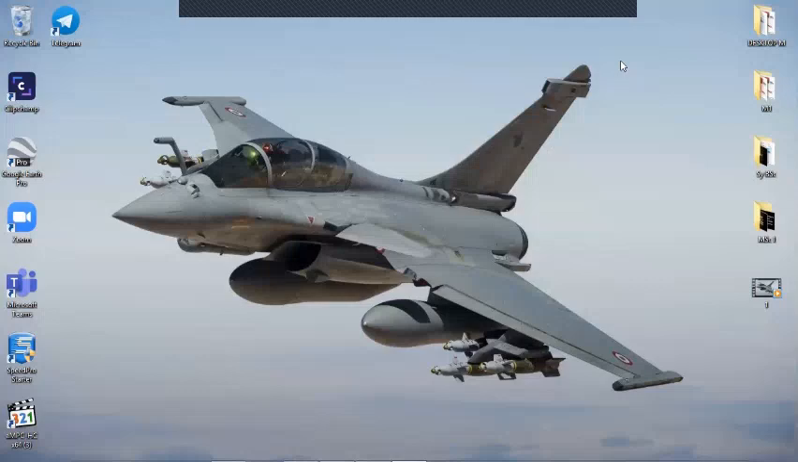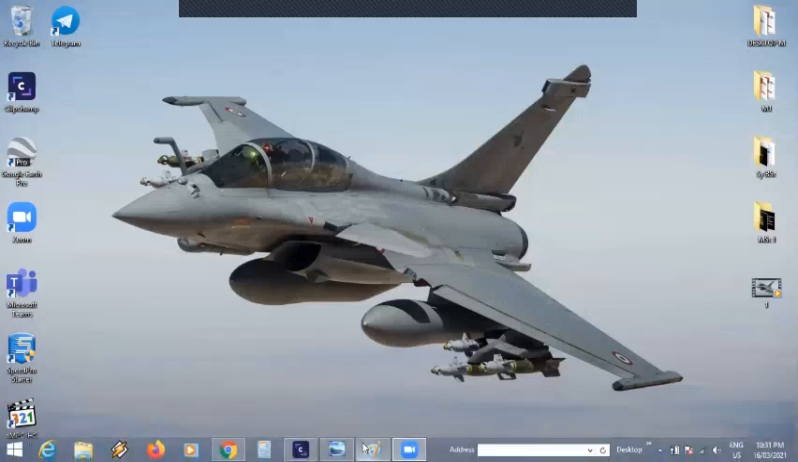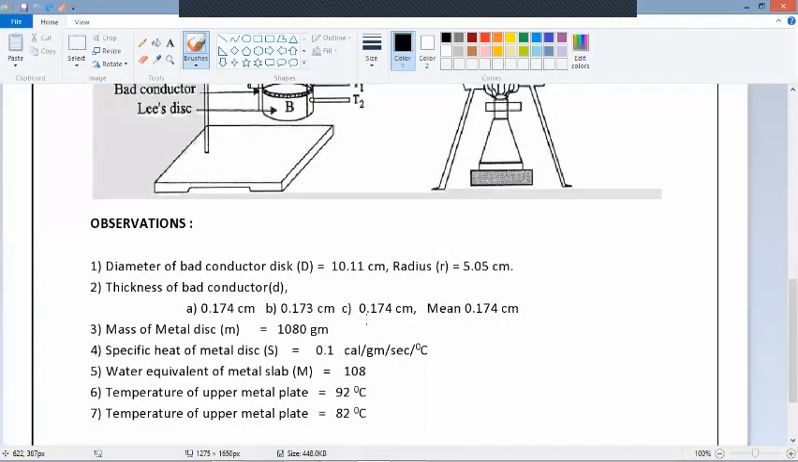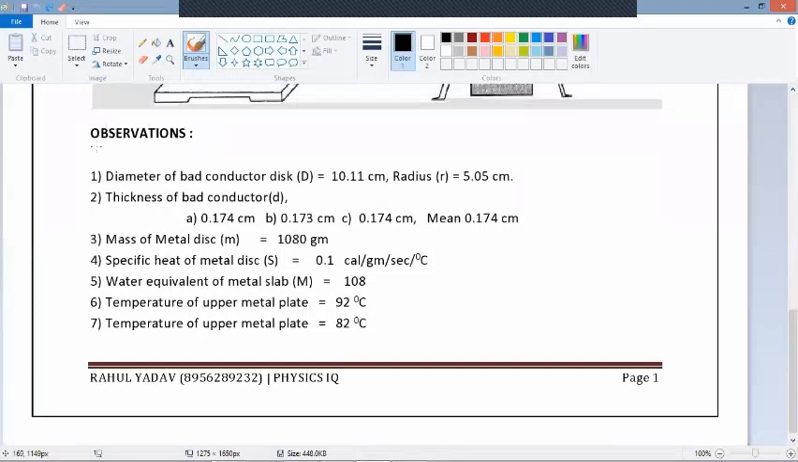Okay, so I'm going to open our experiment page again for observations. You can see here we have taken the diameter of the bad conductor, which is 10.11 centimeter, and also evaluated the radius, which is 5.05 centimeter.